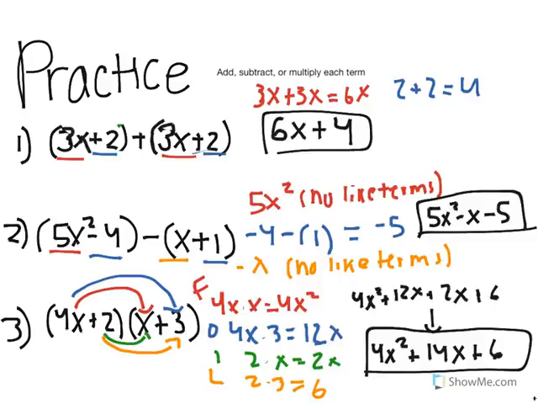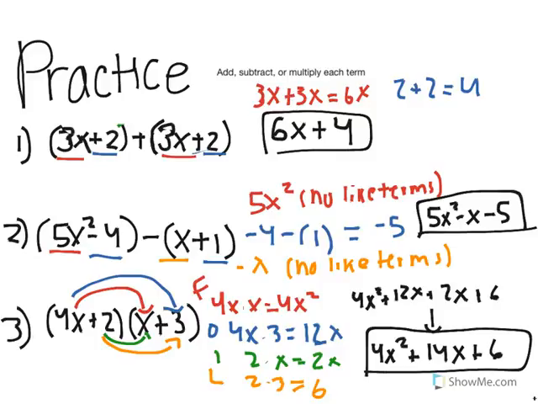Okay, here are the answers. We have 6x plus 4 because I combined like terms, which were 3x plus 3x is equal to 6x, and 2 plus 2 is equal to 4. So that's what I ended up with.